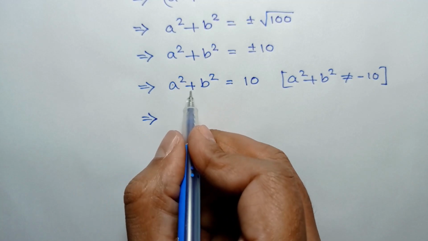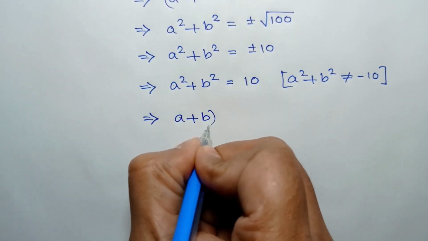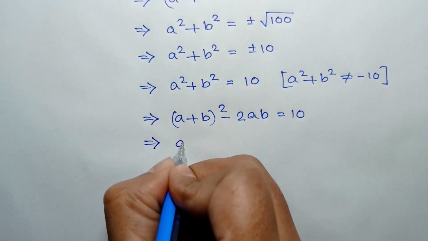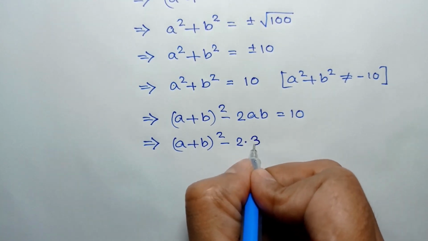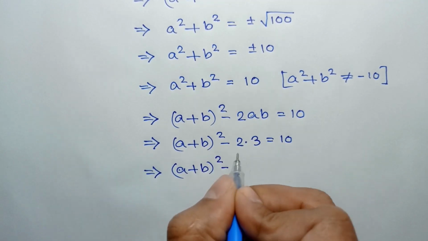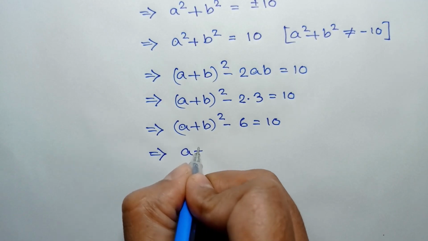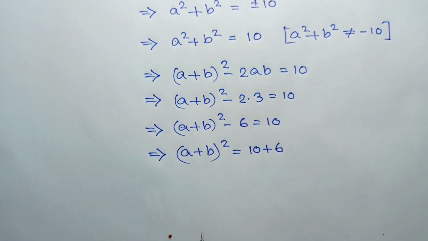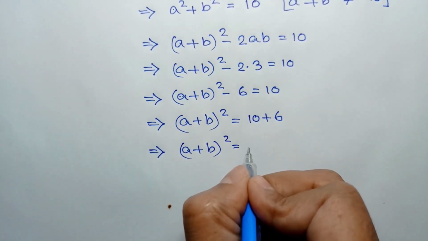Or applying the formula a square plus b square is equal to (a plus b) whole square minus twice ab, we can write (a plus b) whole square minus 2 times ab is equal to 10, or (a plus b) whole square minus 2 times, substituting the value of ab is equal to 3, we can write 2 times 3 is equal to 10, or (a plus b) whole square minus 2 times 3 is equal to 6 is equal to 10, or (a plus b) whole square is equal to, taking this 6 to the right side we can write 10 plus 6, or (a plus b) whole square is equal to 10 plus 6 is equal to 16.